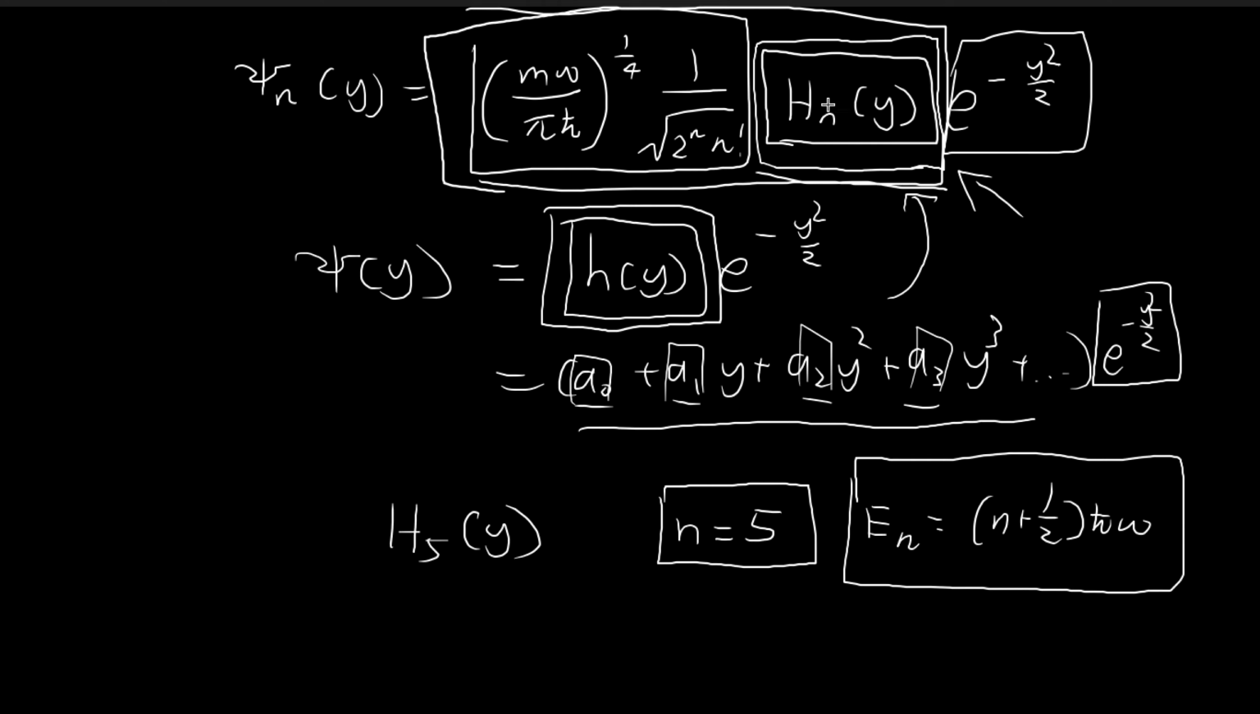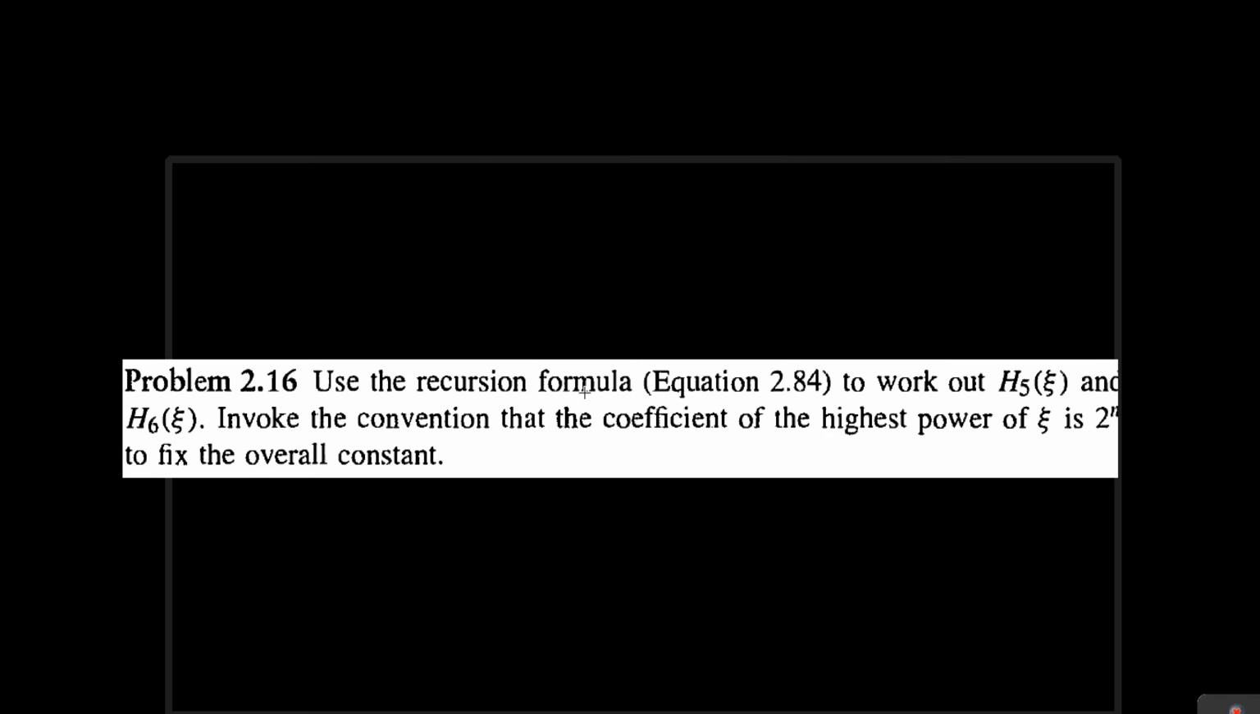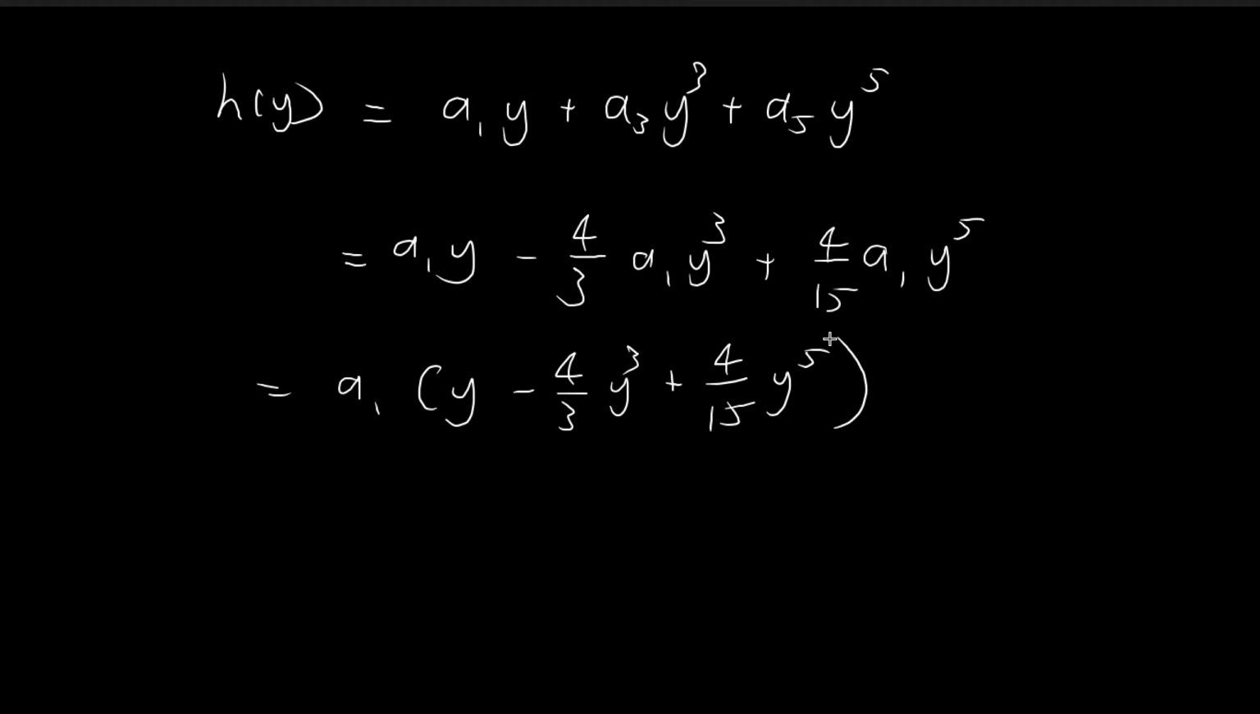So in order to find h5 of y, we're given a clue. We're given that the coefficient of the highest power is equal to 2 to the power of n. So in this case, n is equal to 5. I'm going to have to move some of the constants outside in order to construct our Hermite polynomial. And then we can use the clue that the coefficient of the highest power is equal to 2 to the power of n, and in this case n is equal to 5. So the coefficient of y to the power of 5 is equal to 2 to the power of 5, which is equal to 32. So let's try to move some of these fractions outside so that we get 32 here for the coefficient, and when we do that, this entire polynomial will be the Hermite polynomial that we're looking for.